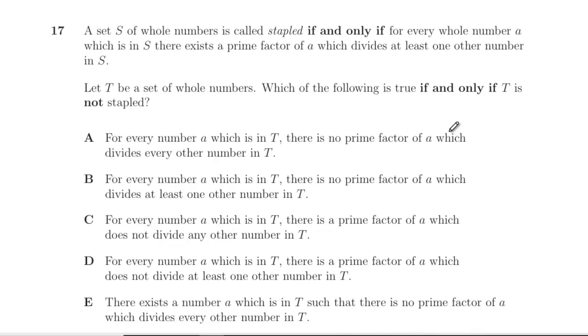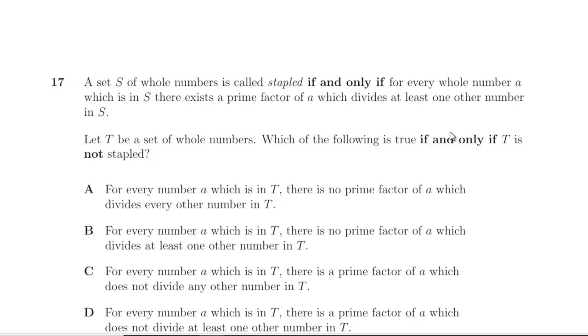17. A set of whole numbers S is called stapled if and only if for every whole number A which is in S, there exists a prime factor of A which divides at least one other number in S. Wow, I'm going to have to reread that a couple of times, I think. Let T be a set of whole numbers. Which of the following is true if and only if T is not stapled? Right, so we need to break this idea of stapled. Let's just clarify this a bit.